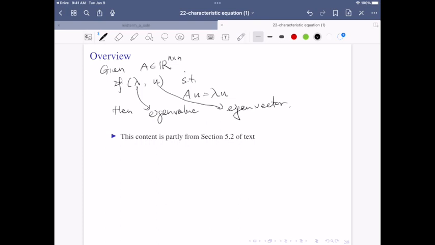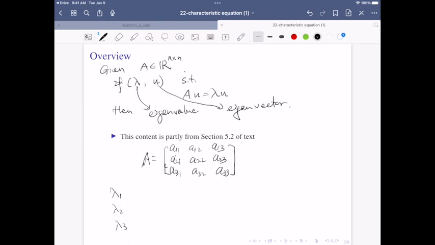Suppose A is a 3 by 3 matrix: A11, A12, A13, A21, A22, A23, A31, A32, A33. Then in general, but not always, you can expect at most 3 different eigenvalues. Sometimes you may have 2 different eigenvalues, for example when lambda 1 equals lambda 2.